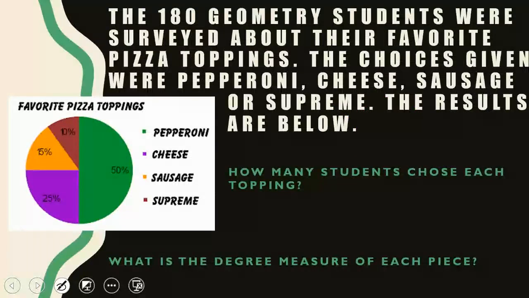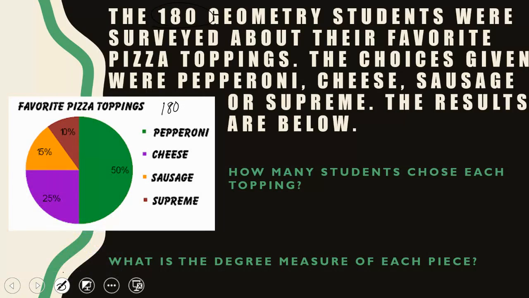So if I'm given a situation, the 180 geometry students that we have at DDHS were surveyed about their favorite pizza toppings. The choices given were pepperoni, cheese, sausage, or supreme. The results are below in this pie chart here. Now I know a little bit more. I know that there were 180 people who were surveyed. I know that they only had 4 choices for the toppings. So now I can start to answer some questions and figure some stuff out. So the first question that I'm being asked is how many students chose each topping?